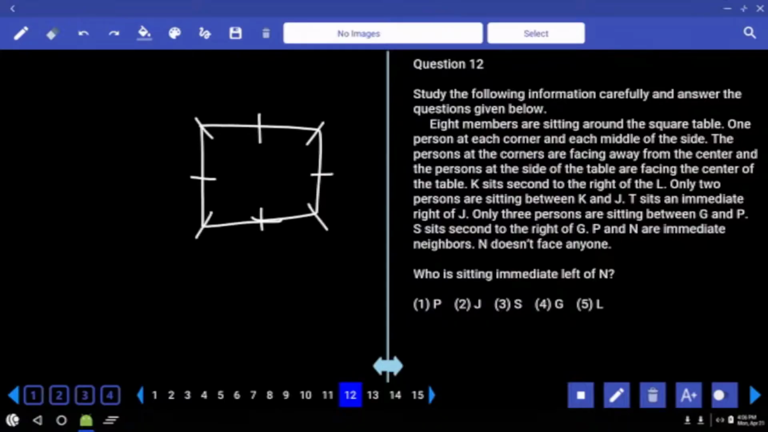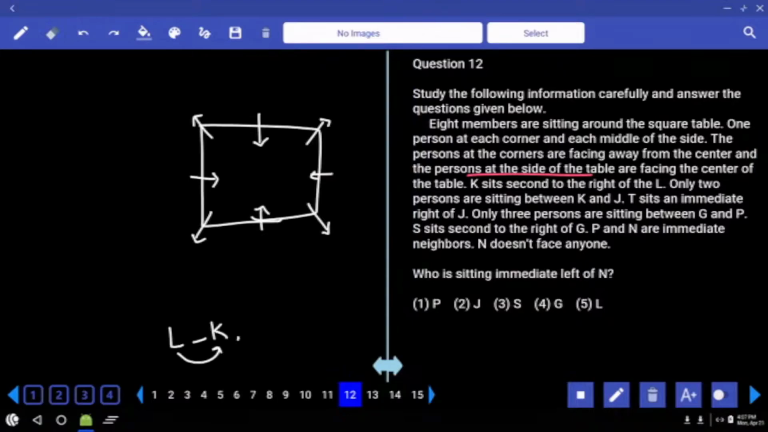Now 8 persons. Then 1 person sits at each corner, 1 in the middle. Persons at the corners are facing away from the center. Now these are the 4 persons who are facing away from the center. And persons at the middles are facing towards the center. Did you get the information? Then K sits second to the right of L. L is here. K is seated second to the right of L.